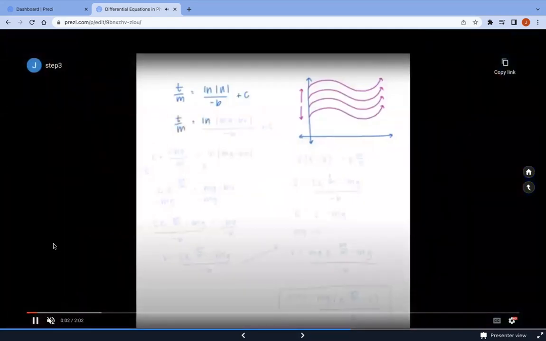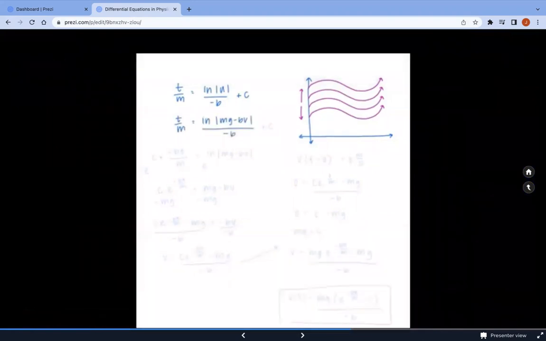Finally, for the last part of our differential equation, let's plug our u back into the expression that we found in part 2. Now, let's move our c over to the other side for a reason that I'll explain in a second. Next, we're going to exponentiate both sides of our equation. And because of exponent rules, when we exponentiate c, we can actually multiply c times e to the negative bt over m equals mg minus bv.